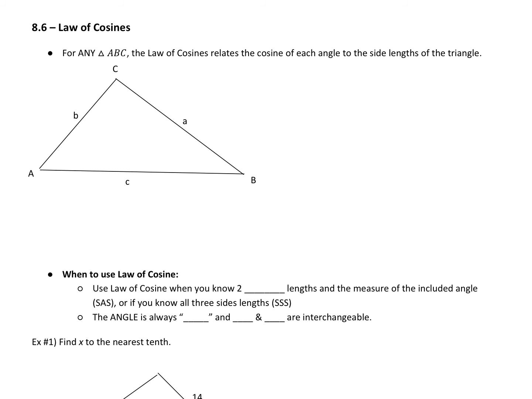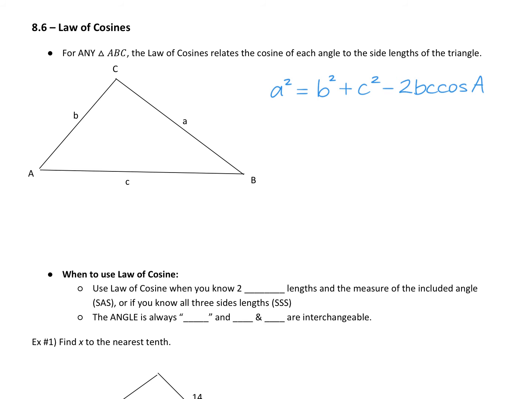Here's the formula that you are going to use. It is a squared equals b squared plus c squared minus 2bc times the cosine of capital A. Doesn't that look lovely? Like I said, I will give you the formula every time, so don't stress that it looks like a long formula. It's not bad when you solve for certain parts.